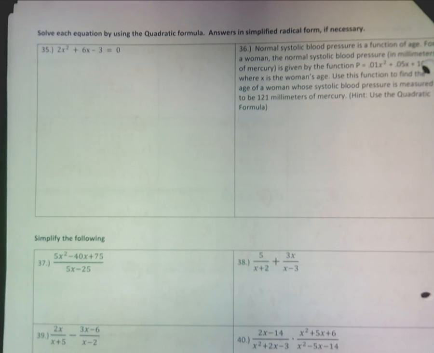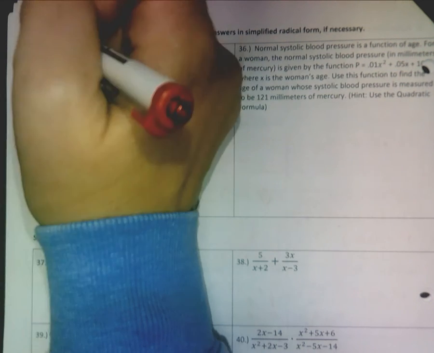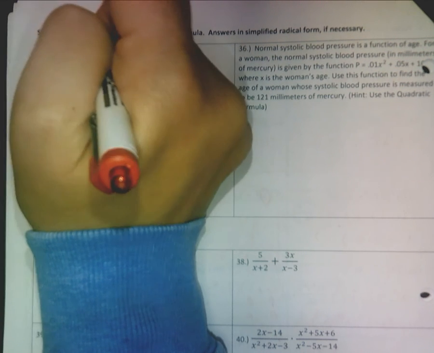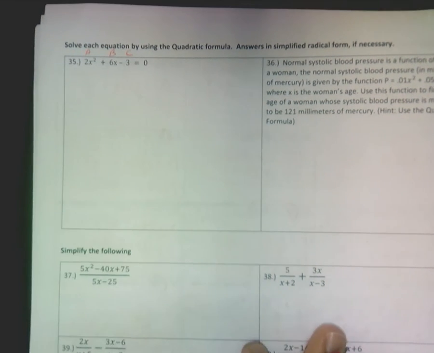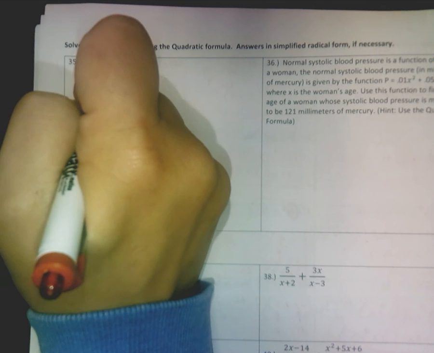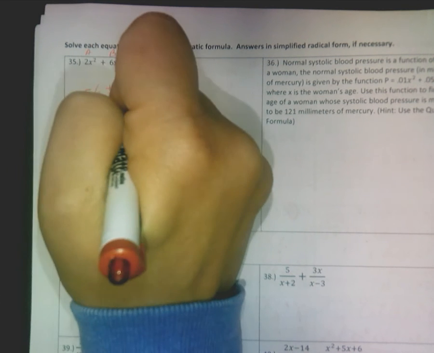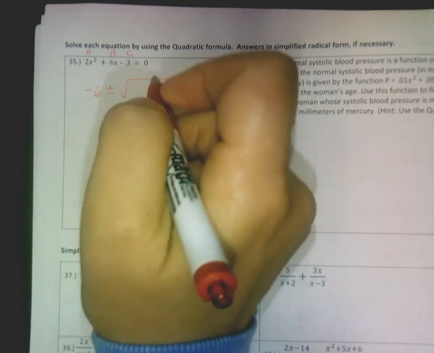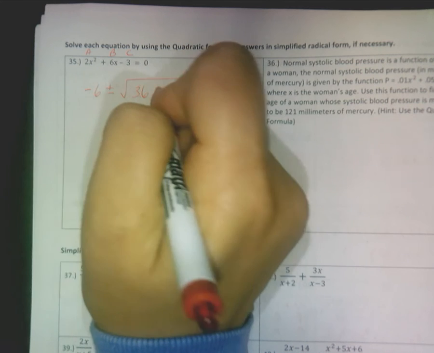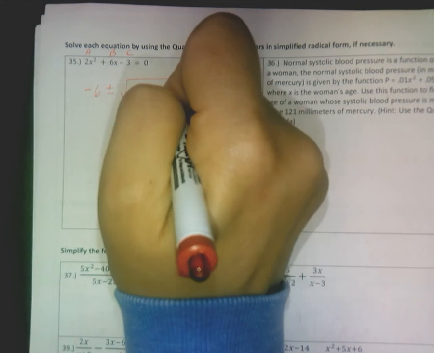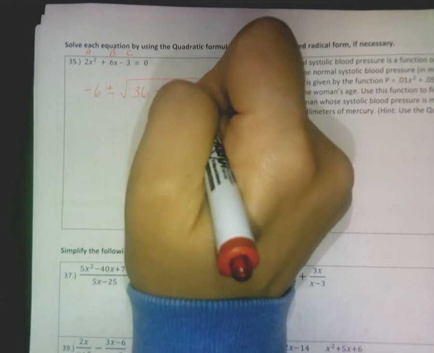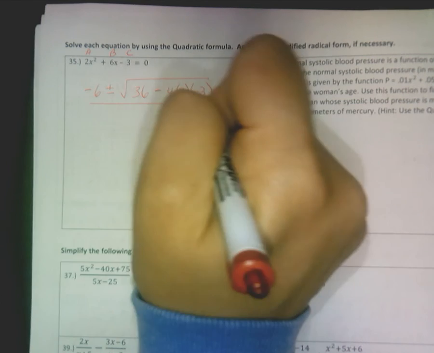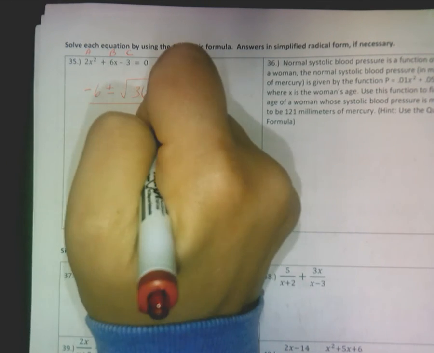Solve by the quadratic formula. You need to know how to do the quadratic formula. You should know it by heart by now. Negative b plus or minus. This is your a, this is your b, and this is your c. So it'd be negative b, so negative 6 plus or minus the square root of b squared, which is 36, minus 4 times your a and times your c. And it's all over 2 times a.